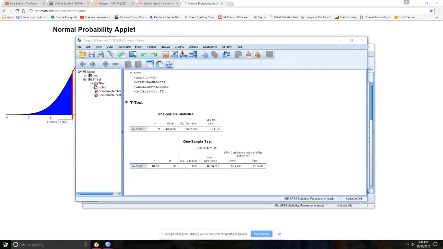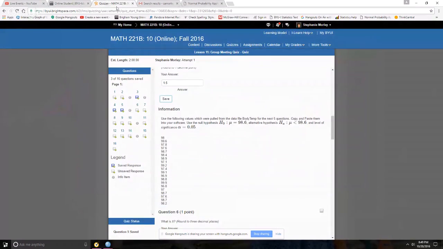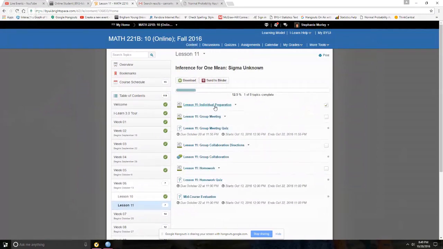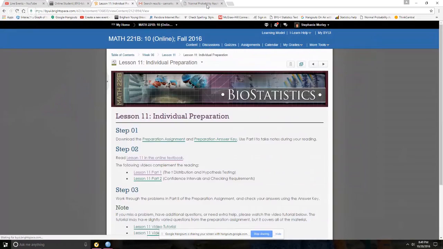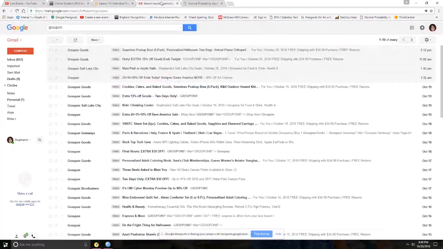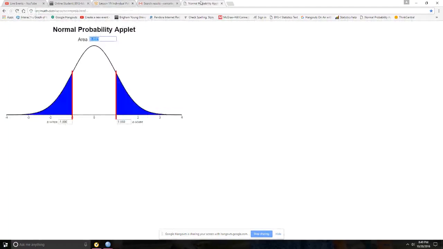Construct a 95% confidence interval for the true mean wait time. Wait, so the true mean wait time, does that mean that it's not less than 40? Would that mean it's equal to 40? That's what I was thinking. Is there a way to change it on SPSS to say equal to 40? We can try it.